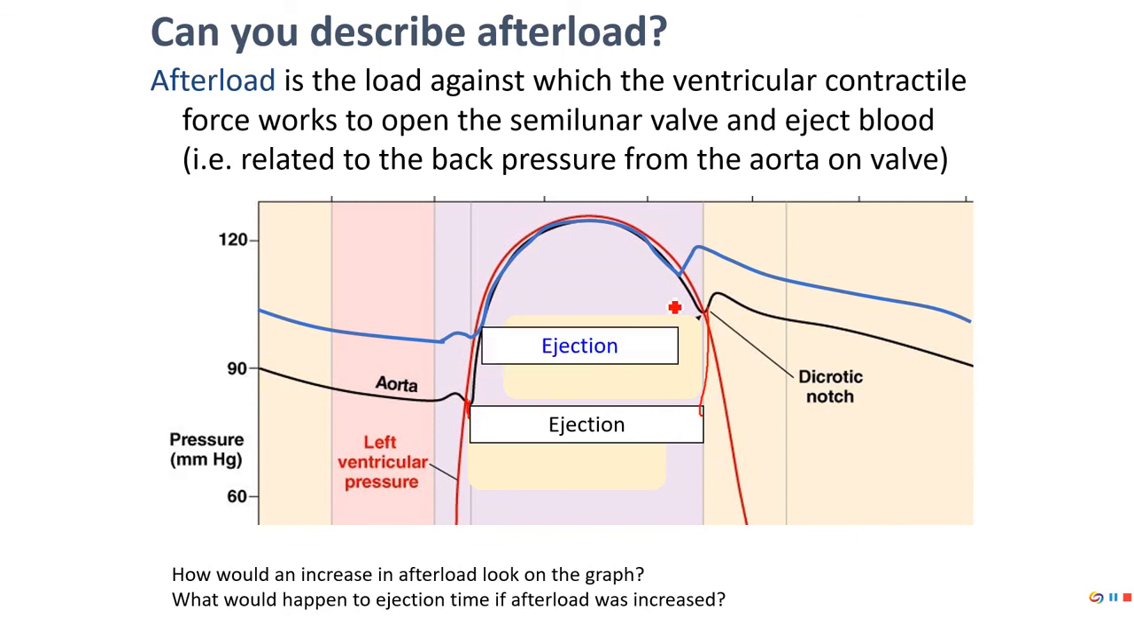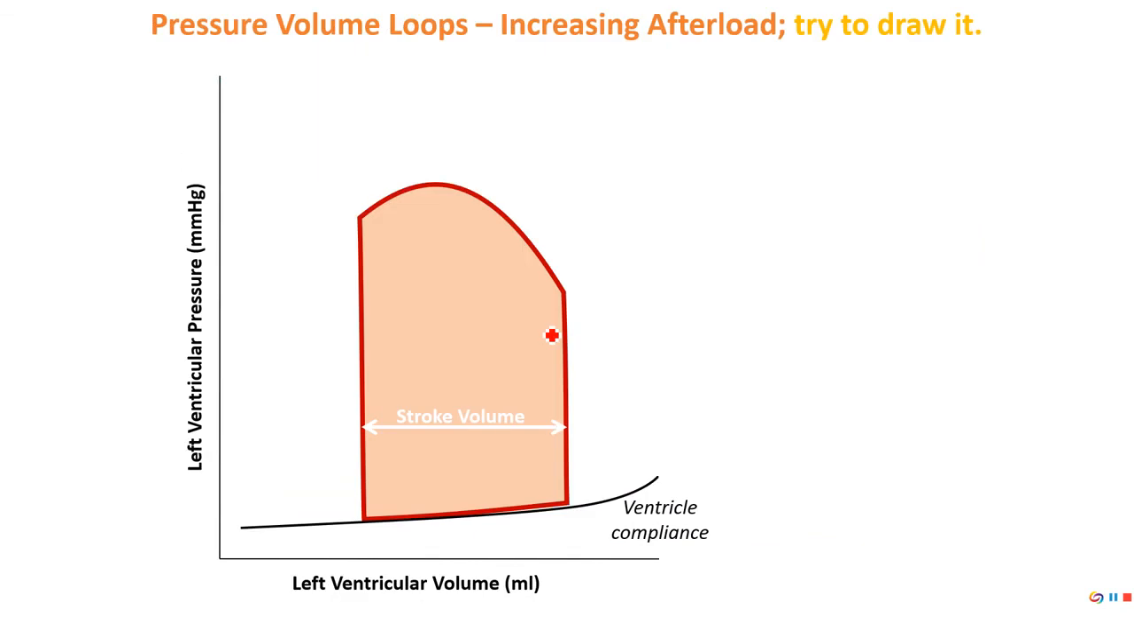Okay, now what has happened to ejection time? Well, it's gotten shorter because it's going to take longer for us to open up that semilunar valve, but then that semilunar valve is going to close earlier. Okay, and so my ejection time is reduced. So let's bring this back to the pressure volume loop. We're only going to increase afterload. We're not going to mess with decreasing afterload.